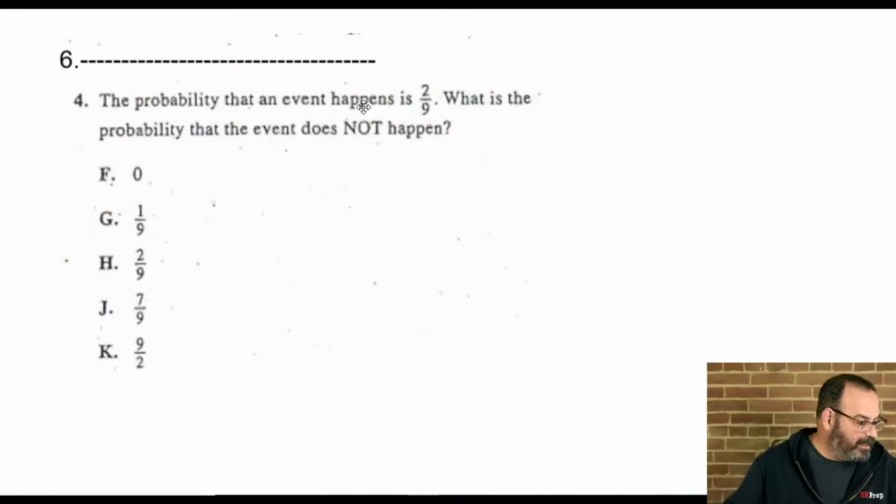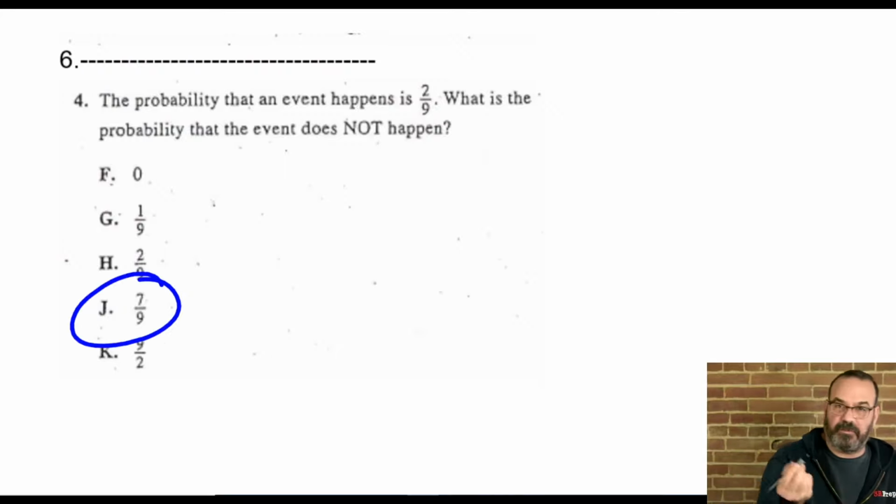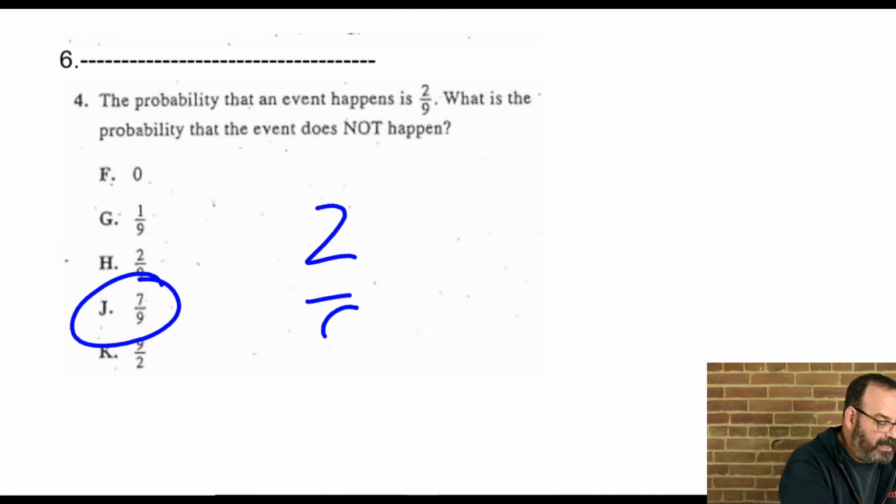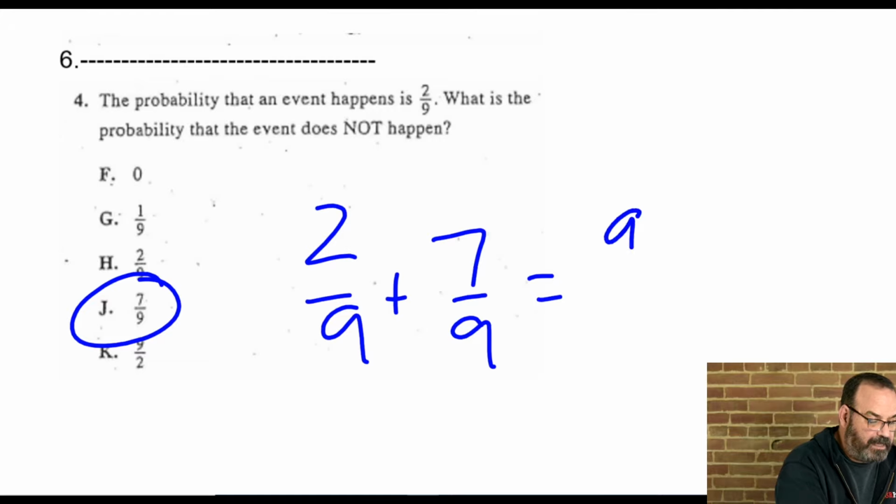All right, we've got a bunch to go through. The probability that an event happens is 2 out of 9. What is the probability that it won't happen? 7 out of 9. We just did that on the last problem. They have to add up to 1. So 2 out of 9 plus 7 out of 9 must equal 1. 9 out of 9.